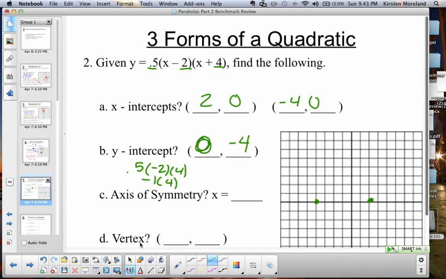To find the axis of symmetry, it's the middle of these two, which is going to be at -1. Directly in the middle, so it's 1, 2, 3 away here, 1, 2, 3 away on that side. So there's my axis of symmetry at x equals -1, which means the x-coordinate of the vertex is -1.